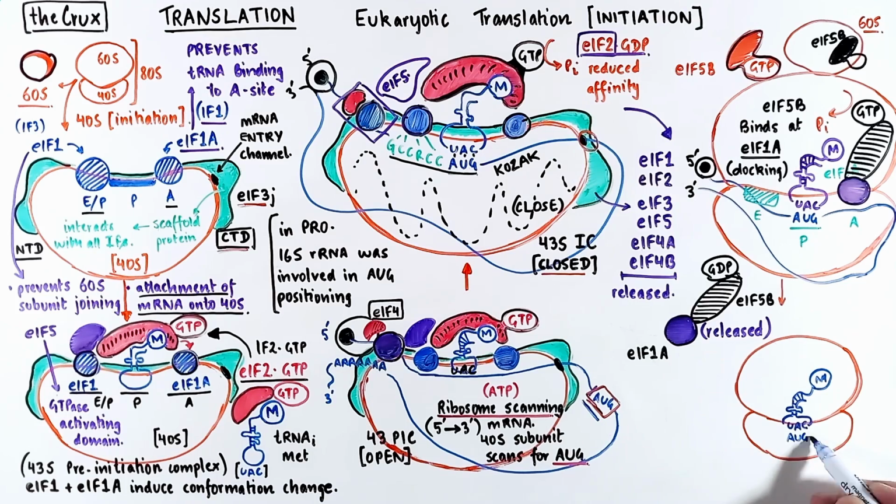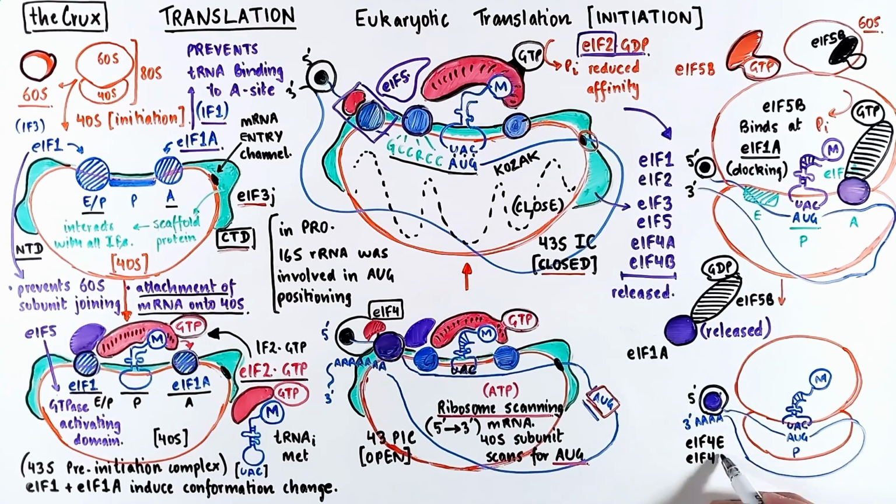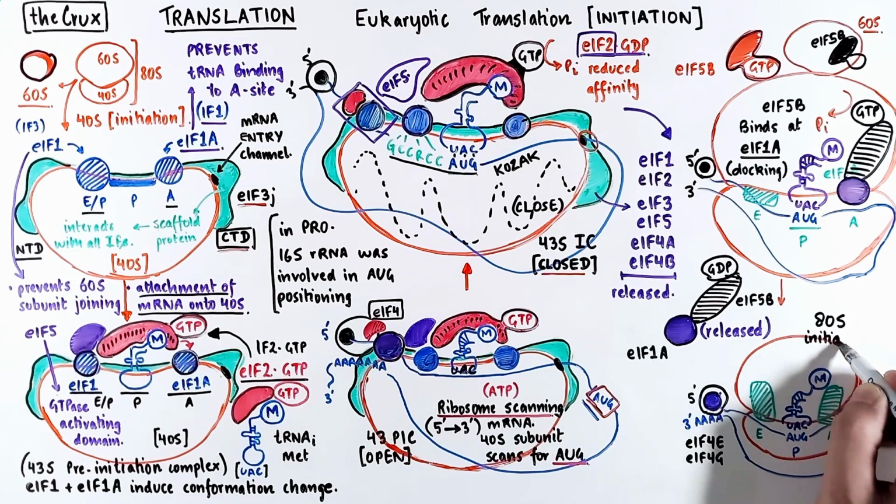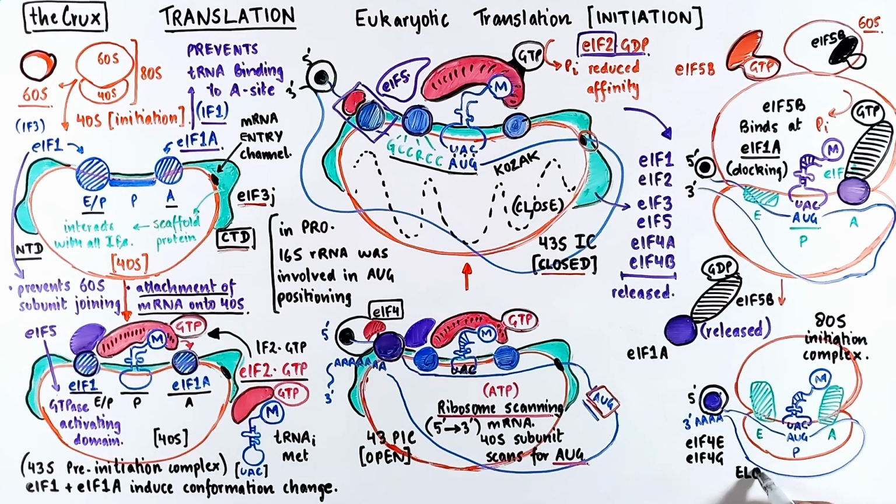And the mRNA is looped because of this interaction between EIF4E and 4G. The E site and the A site are both empty. And this complex is called the 80S initiation complex, which is ready for the next stage, that is the elongation. And this wraps up our discussion for this particular video.